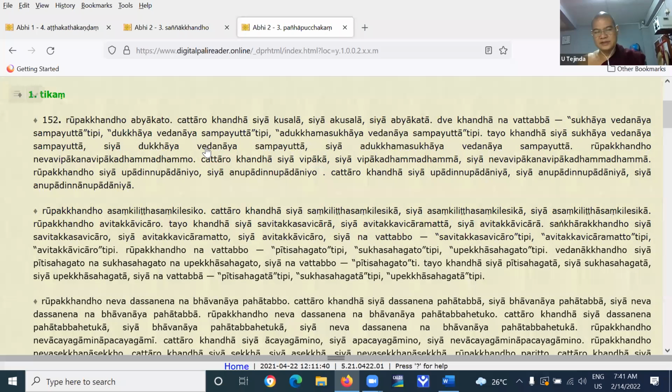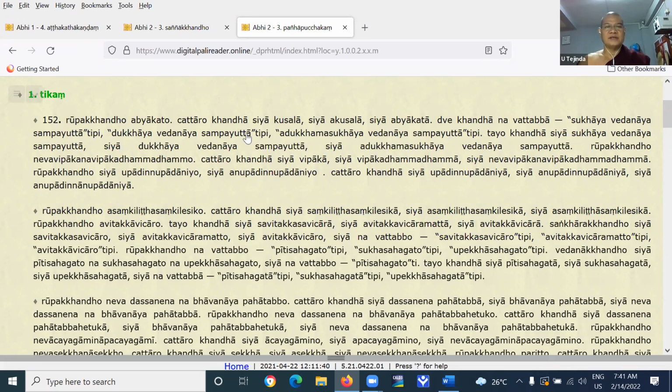How about the answer? Let's see the answer. We need to discuss a bit for the answer. The rupa khanda is abyakata. Of the five aggregates, how many are kusala, akusala, abyakata? That is the question. The answer is given here. Rupa khanda abyakata: the aggregate of materiality is abyakata.